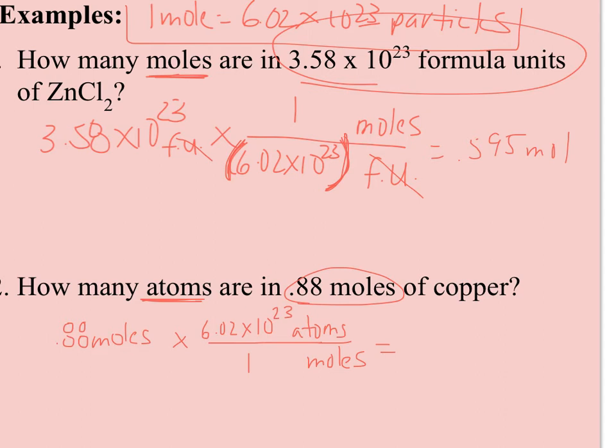But when I take 0.88 times 6.02 times 10 to the 23rd, I'm going to get a little less than Avogadro's number. I'm going to get 5.2976, and I'm going to round to just 2 digits here, 5.3 times 10 to the 23rd. And again, my answer seems to be reasonable or to make sense.